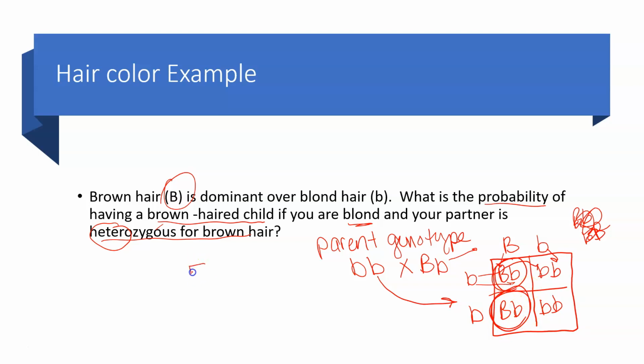So there would be a 50% chance that these 2 parents would produce a child with brown hair, and a 50% chance that they would produce a child with blonde hair. So first, figure out the parent genotype, then fill out your box, your Punnett square, and look at the different offspring, and then 3, answer the question, whatever that might be.